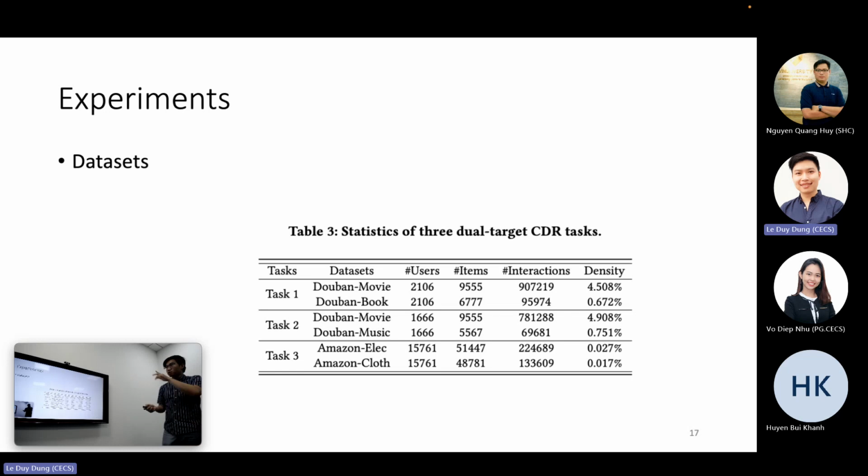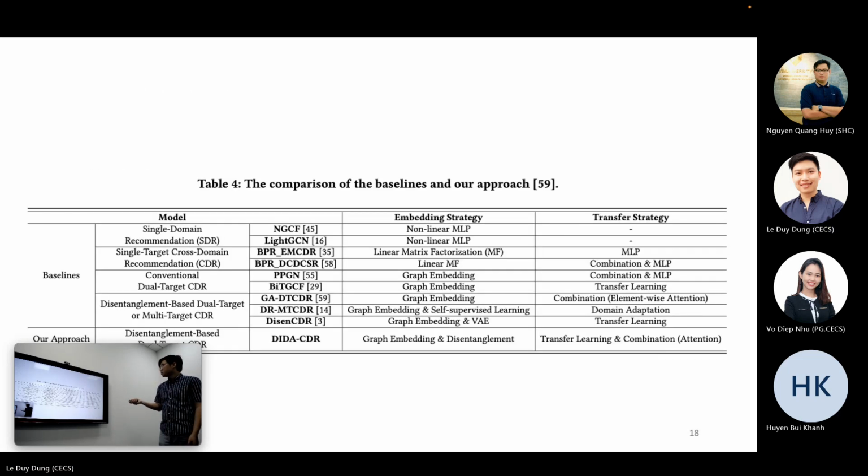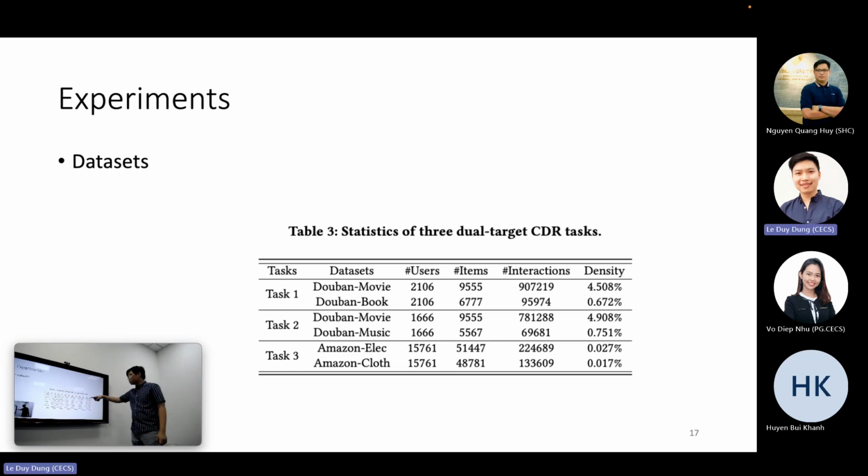And for the datasets in the last section, experiments, they mention three tasks and actually two big datasets, the Amazon and the Douban. We can see the statistics, but I think this one is just smaller. The last one is around 200,000 items and almost 1 million items and 200,000 users. So this one is smaller.